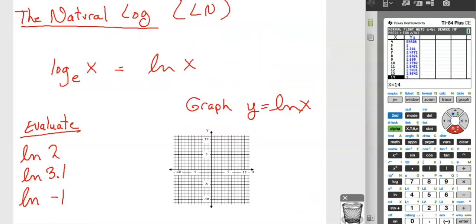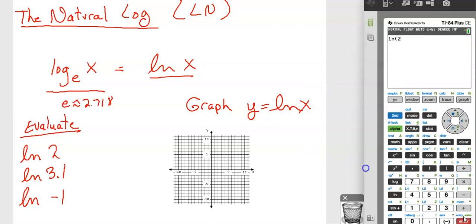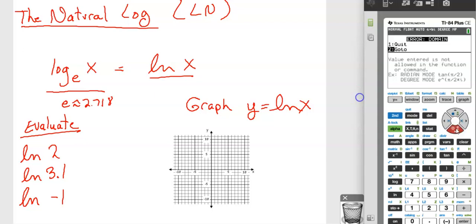So the natural log, ln. Whenever you have a log base e, remember e is approximately 2.718. So log base e is actually the same as ln. If I ask you to evaluate ln of 2, the ln button's right here, so ln 2, ln 3.1, ln of -1. And guess what we're going to get? We're going to get an error. Remember, all logs have to be greater than 0. Can't even equal 0.